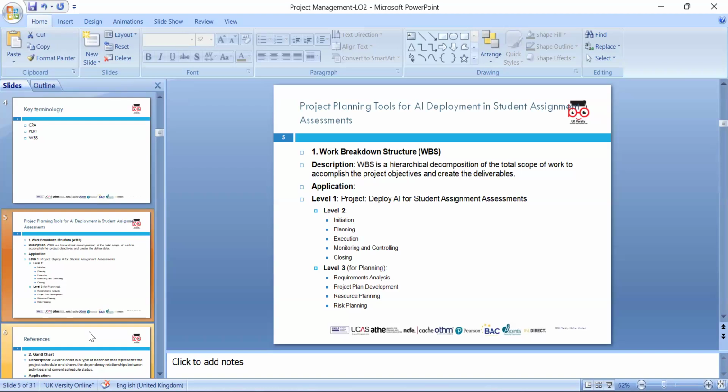We can look at the project to deploy AI student assessment: initiation, how we can set up the planning, execution, monitoring and control, and closing. That's at level 2 and level 3. We can look at requirement analysis, project plan development, resource planning, and risk planning.